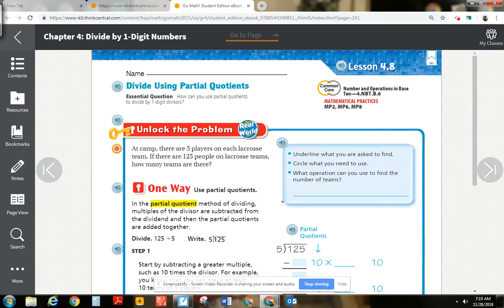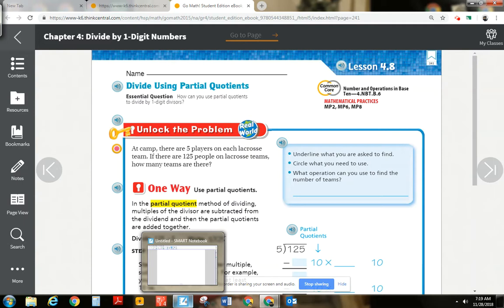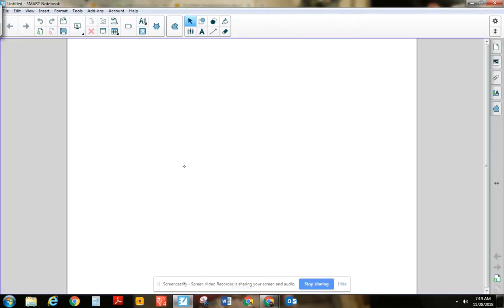Dividing using partial quotients. Remember, dividing means we are making numbers smaller through repeated subtraction. Partial means we're going to be finding the parts of the quotient. We did this a lot with multiplication. And quotient, of course, is the answer to a division problem. Let's get into it, and I'm going to be showing you my work on a blank piece of paper to help you. So the first problem is 125 divided by 5.